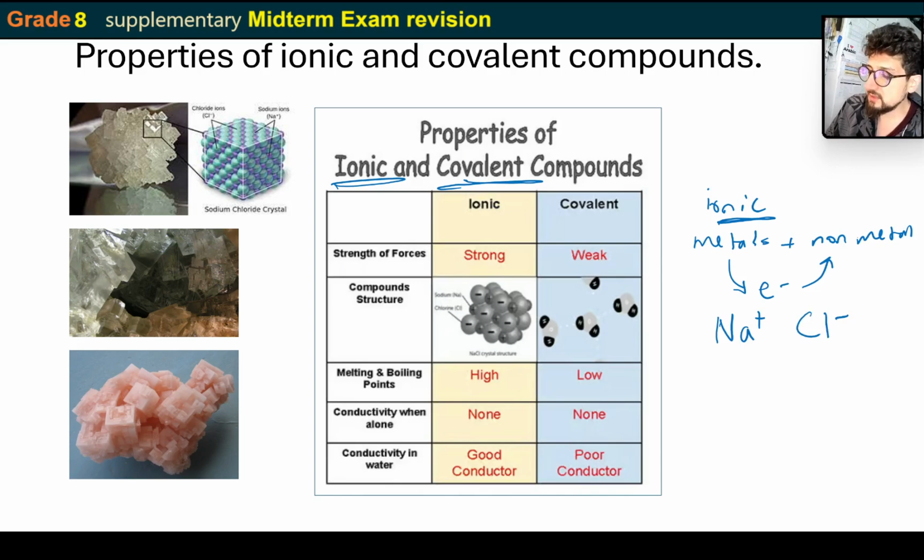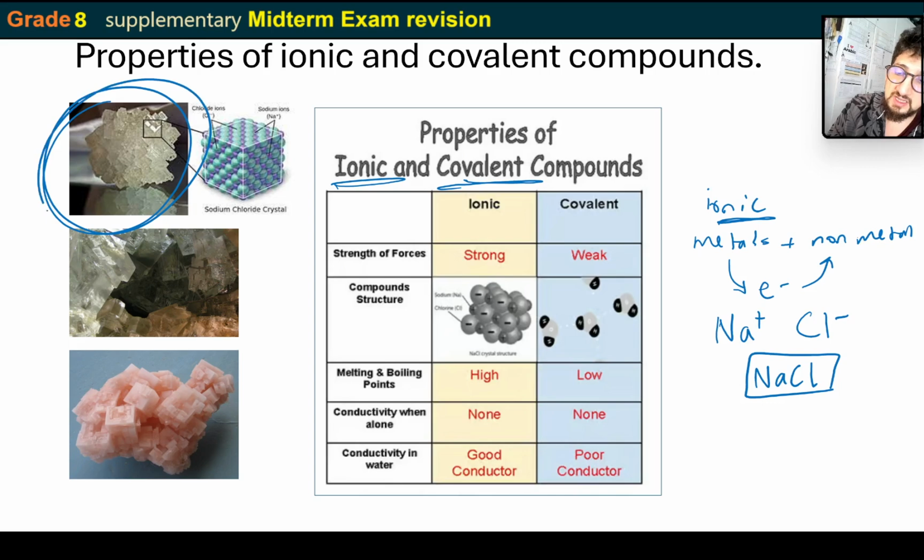And when this becomes negatively charged and this becomes positively charged, what happens then is they attract to each other just like a magnet, and they form an ionic compound. So this is how you form an ionic compound. They're very, very strong compounds. They form between metals and non-metals. Ionic compounds tend to form crystalline structures.